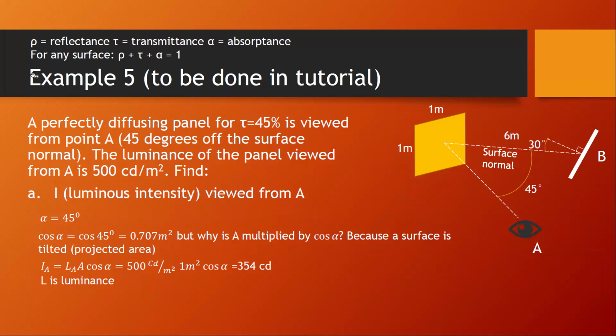We want to find luminous intensity. And you remember the normal of the surface. This is the surface normal, which is 90 degrees out of the surface. The viewer is at point A, which means alpha is 45 degrees for us. These are all given by the question. Cos alpha is 0.7.